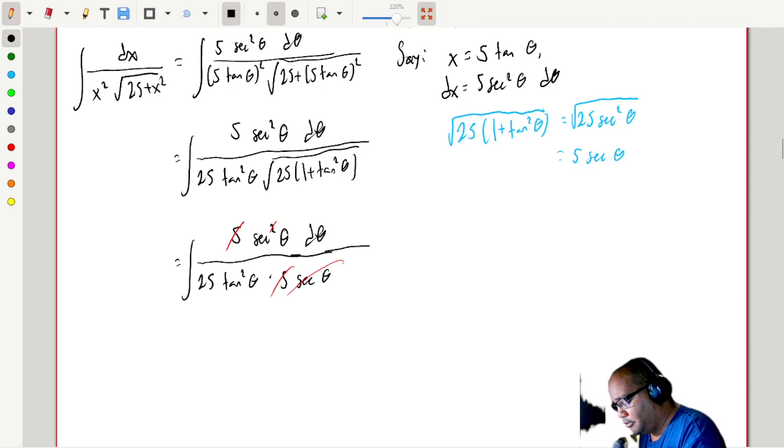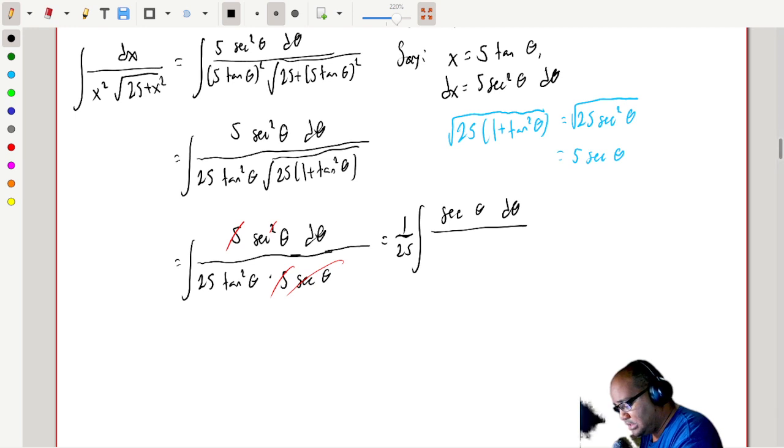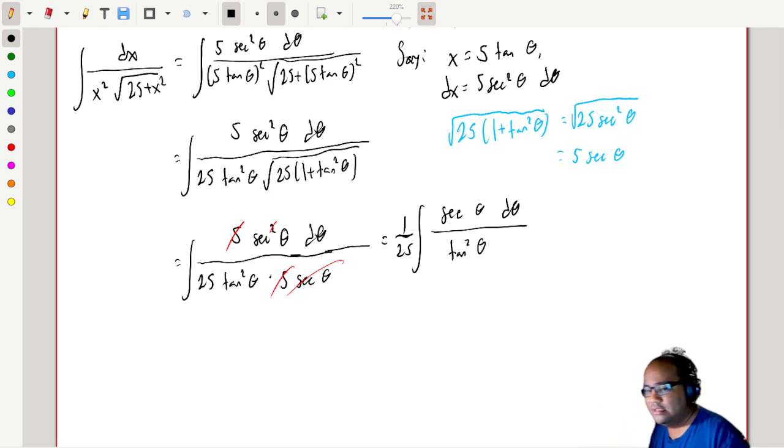And let's just see what I'm left with here, okay? Well, I have a 1 over 25. I can go ahead and pull that out. Okay, I have secant of theta d theta over tangent squared theta. So you may be asking yourself, well, that doesn't really look too helpful.